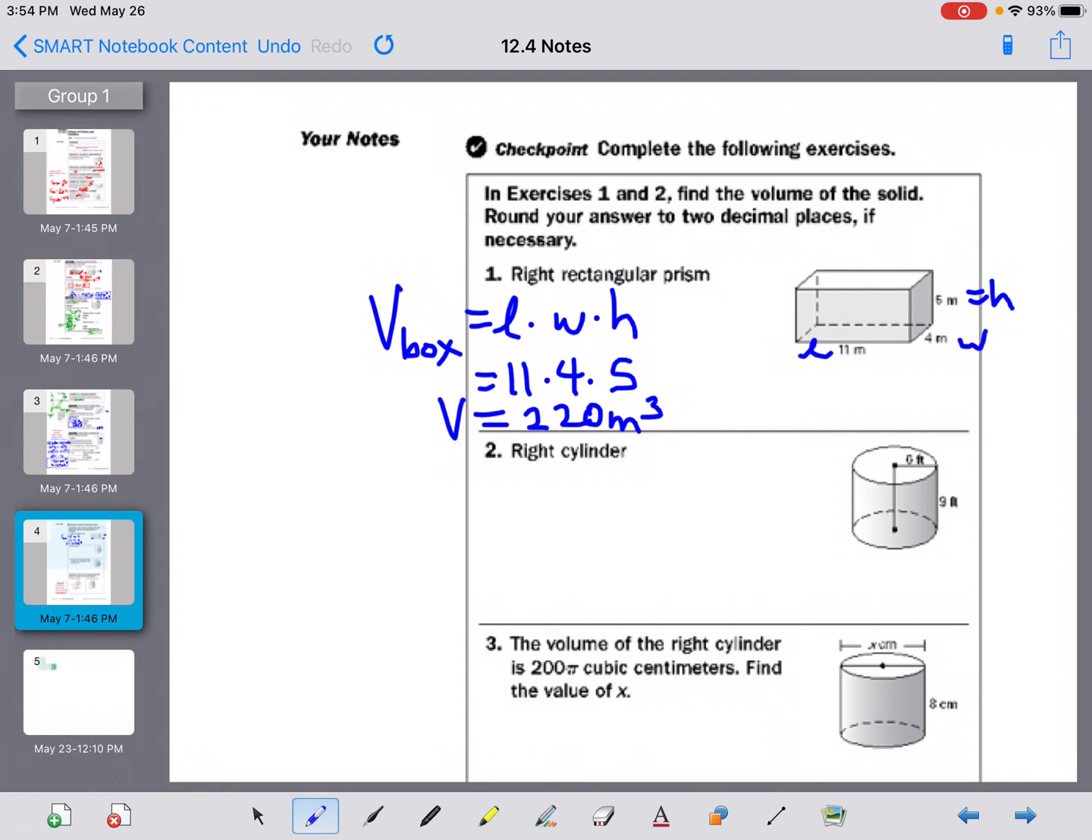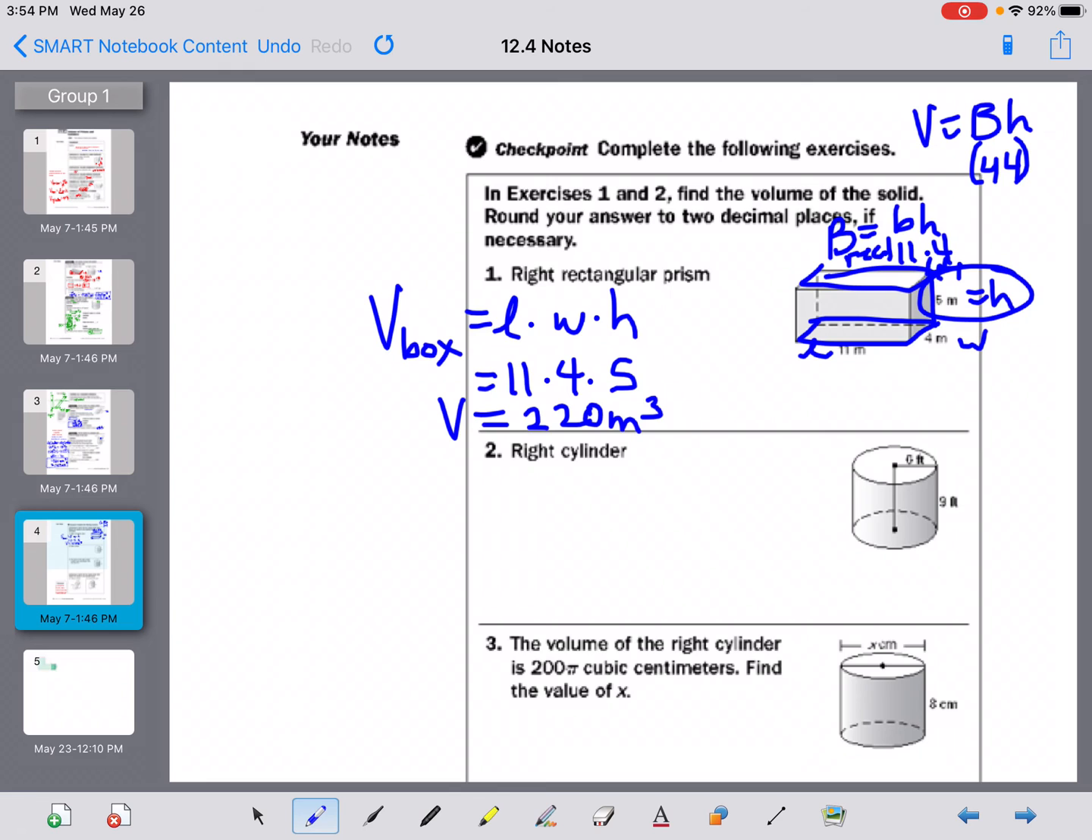Just a quick side note, because I want to make sure you can see this, volume is big B times H. If I say that, I might say, well, what's my big B? Well, my big B is a rectangle, okay? If I look at this rectangle down here, it's going to be base times height, right? So I'm going to do 11 times 4. So I'm going to get a big B of 44. My height goes from this base to its other base, so this is my height here, okay? So I multiply by 5. Well, guess what I get? The exact same thing as before when I did length times width times height. So if it's a rectangular prism or a box, you can do length times width times height and get the same thing that big B times H will get you.